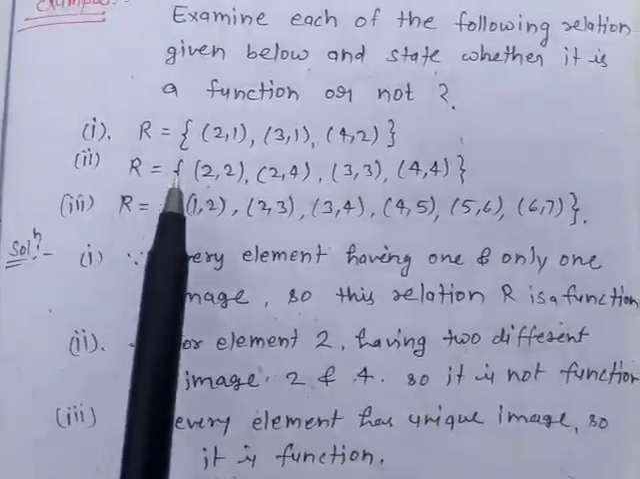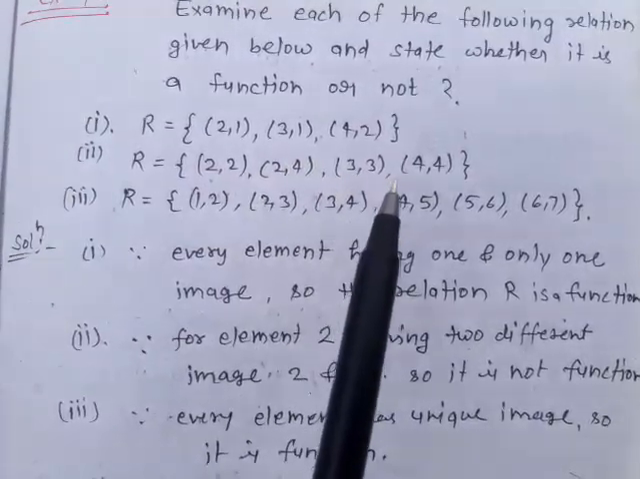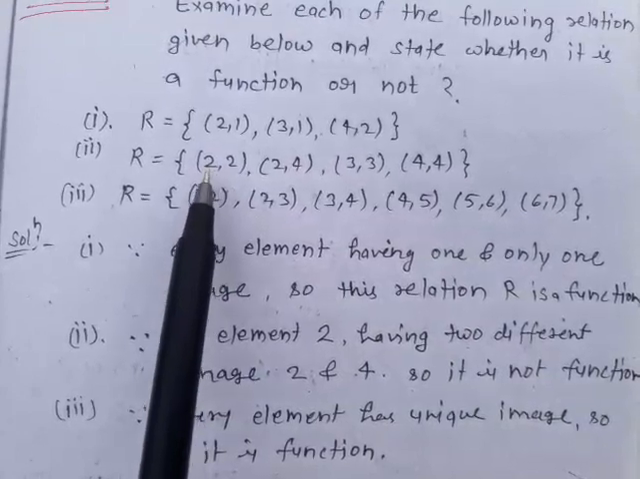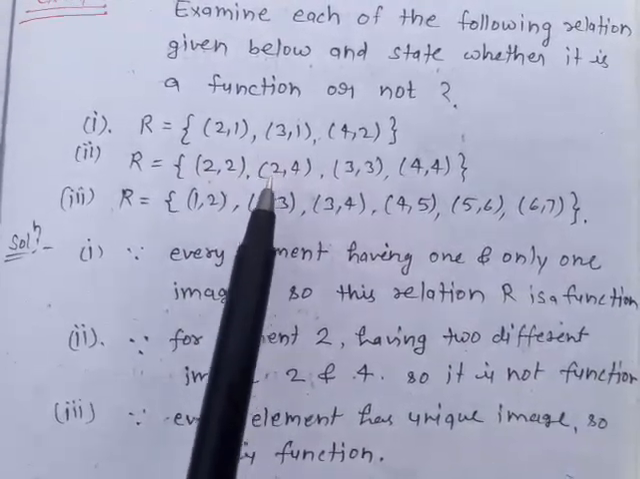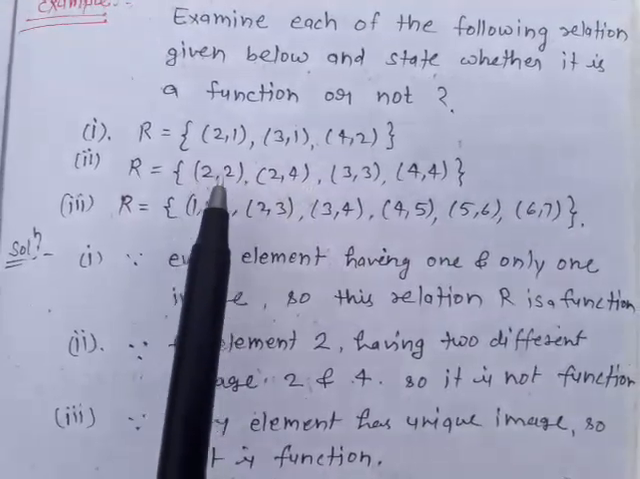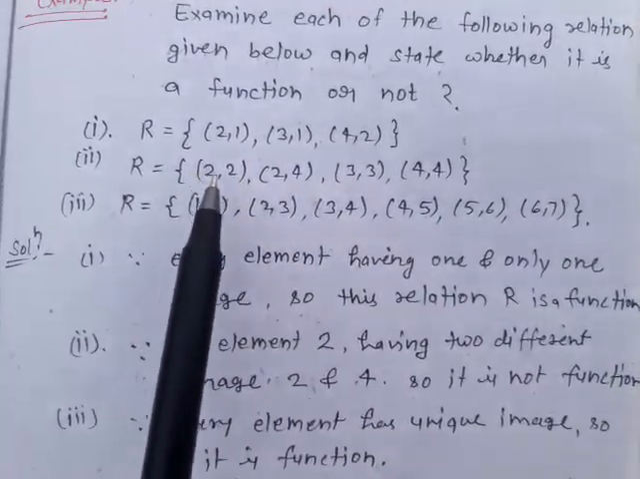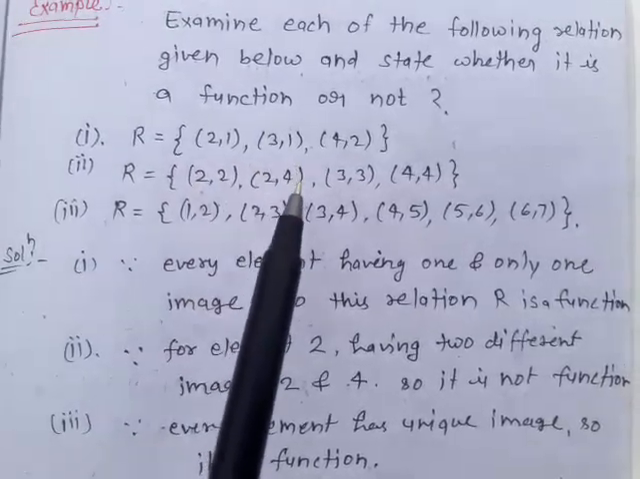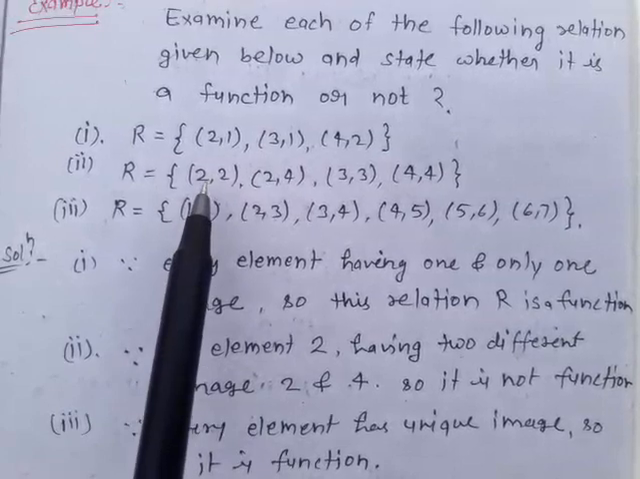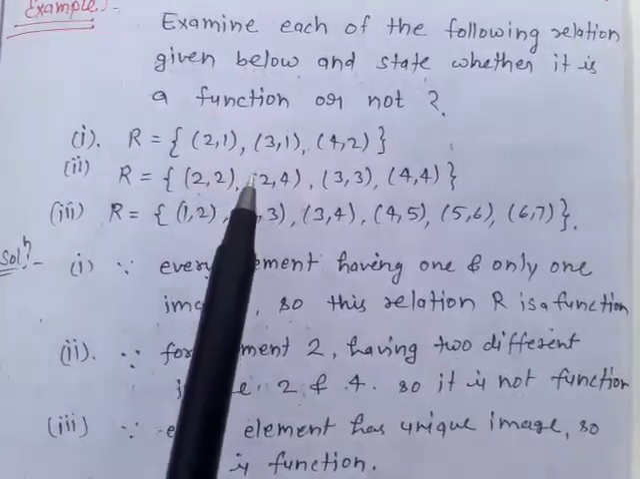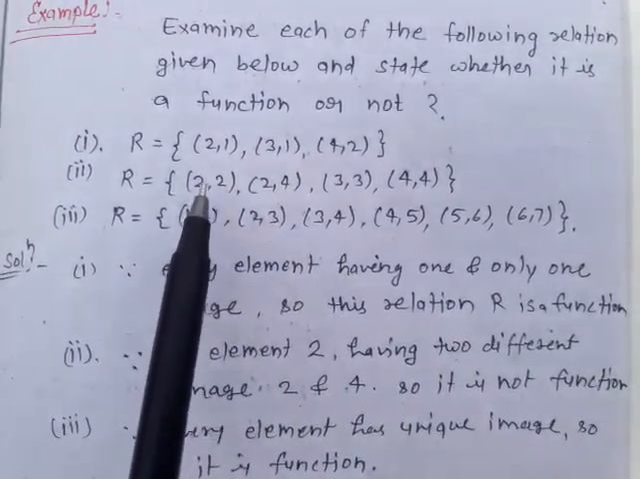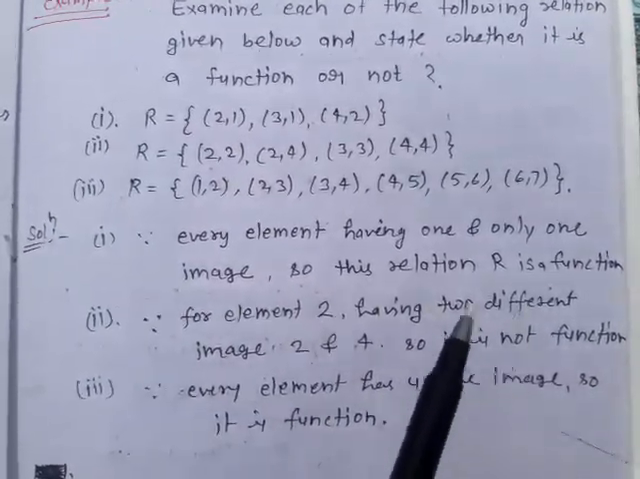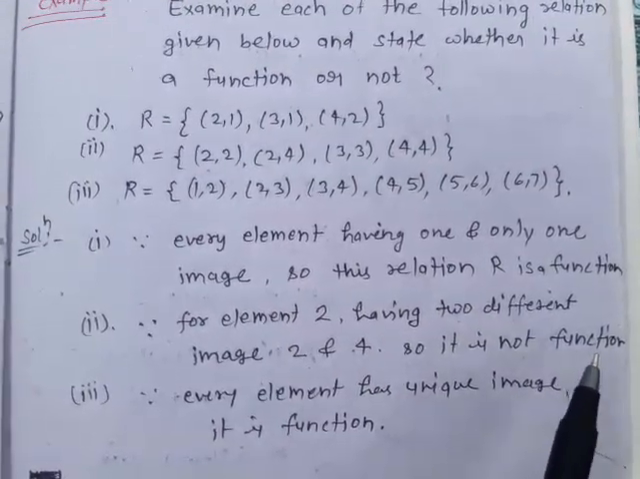Second one is R equal to {(2,2), (2,4), (3,3), (4,4)}. Here for element 2, the image of this 2 is 2 and the image of this 2 is 4. For these two ordered pairs, it is clear that this 2 goes to 2 and this 2 goes to 4. So this 2 has two images, which is not unique. Therefore element 2 has two different images, 2 and 4, so it is not a function.